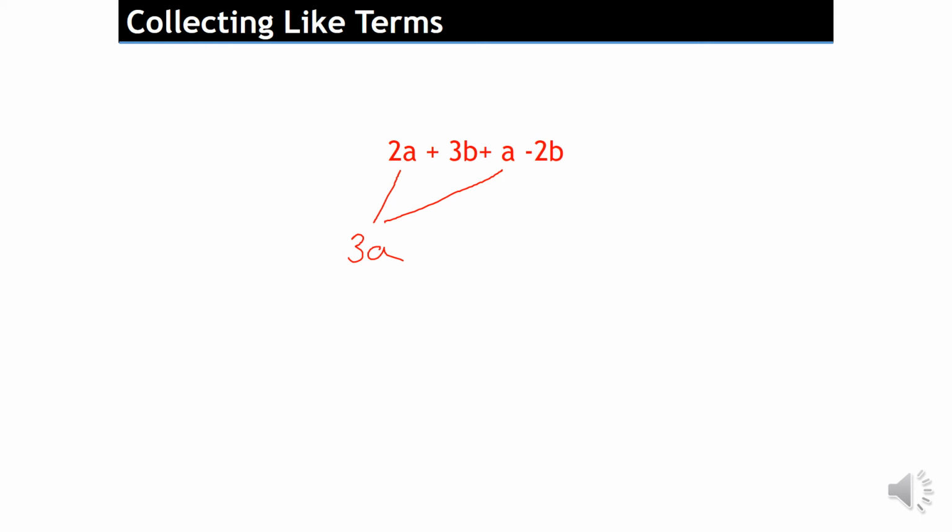Then we're done with the a's. Let's skip over to the b's. So we've got plus, and then we've got 3b minus 2b. So what is 3 minus 2? So that tells us it's 1, and then 1b. So in algebra, if you've just got one of something, you don't need to write the 1 in front. You can just write it as 3a plus b.